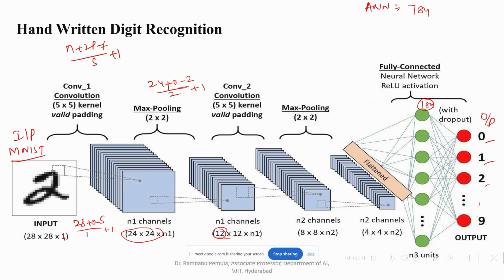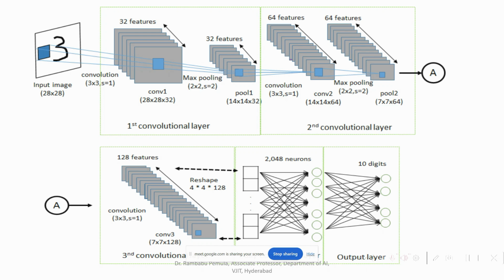Now here we apply n1 channels and we get n2 channels, like that. After that we get the flattening layer, and on the flattening layer we apply the fully connected layer. In the fully connected layer we apply the ReLU activation function. Finally we get the output as 0, 1, 2, like that. So like that we apply our models. This is one way of representation, and there is a different way.